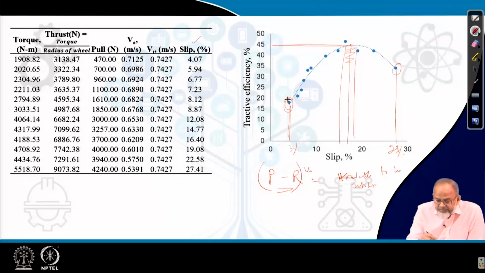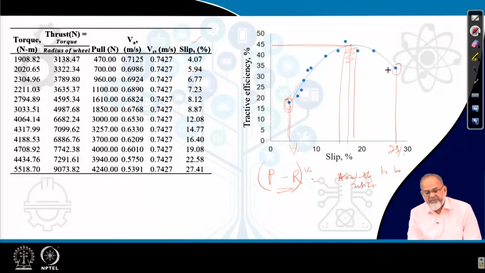So that means there is an optimum slip value where you are getting maximum. Beyond that, if you increase, the tractive efficiency value decreases because power is lost in the wheel. The soil is no more offering any resistance, so the wheel is not able to develop that much pull. So whether it is a low slip or a higher slip, both are not suitable for developing maximum tractive efficiency.